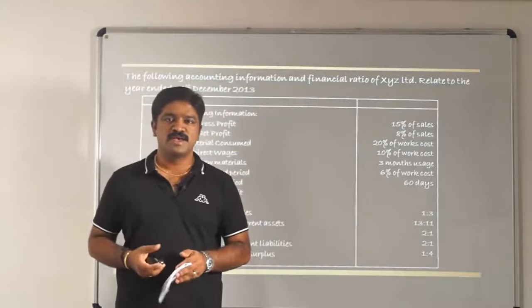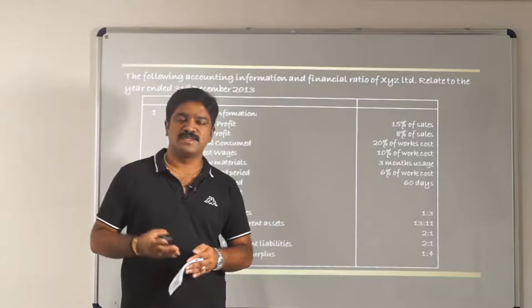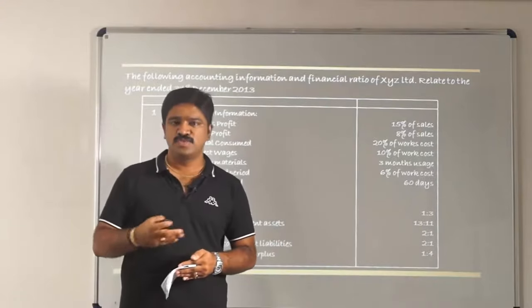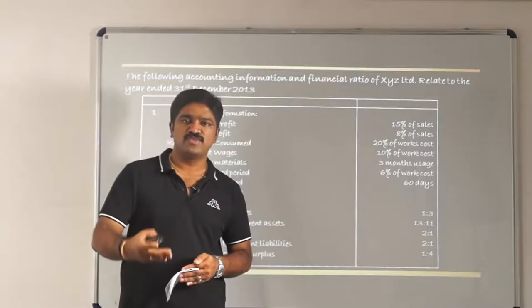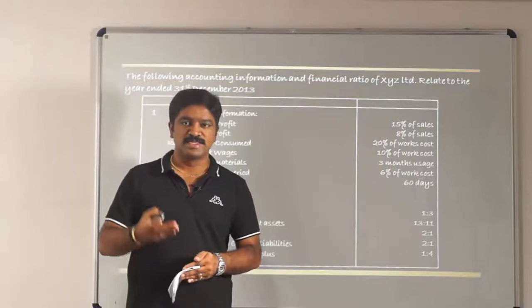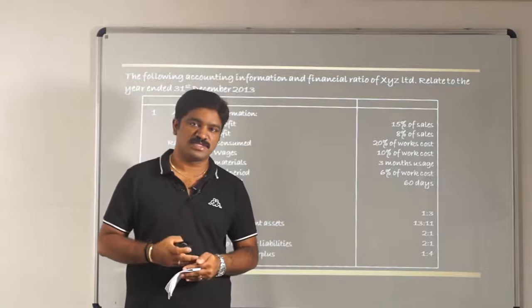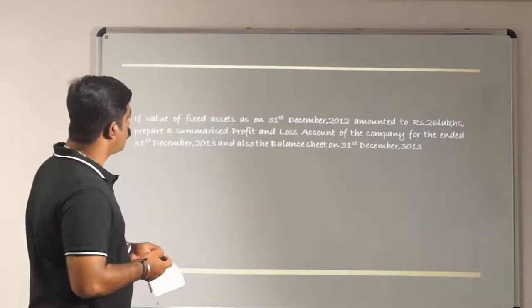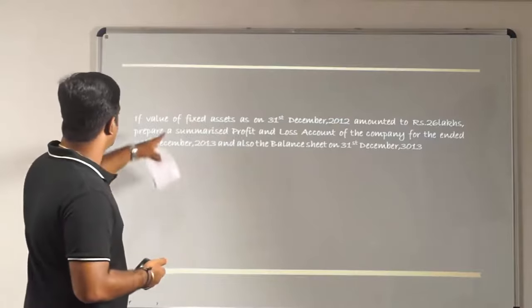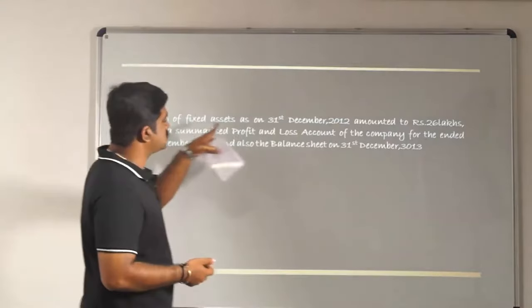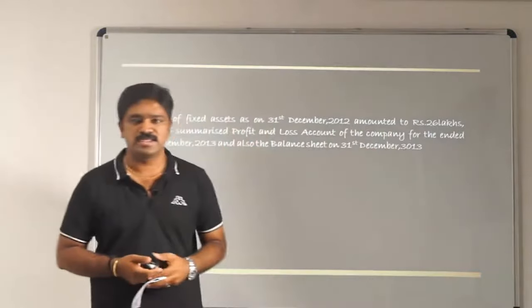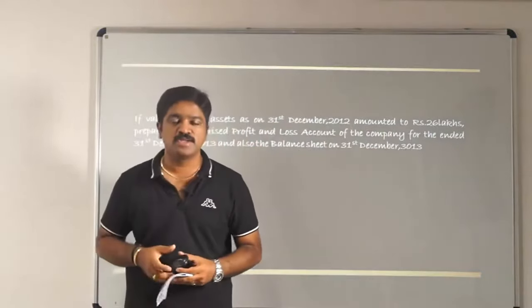The ratio says fixed assets to sales, that is fixed assets divided by sales, is 1:3. It means for every 3 rupees of sales there is 1 rupee of fixed asset. Okay, and do we have fixed asset information? If you go through the question in depth, yes you have. The value of fixed assets on 31st December 2012 amounted to 26 lakhs, that is 2,600,000.